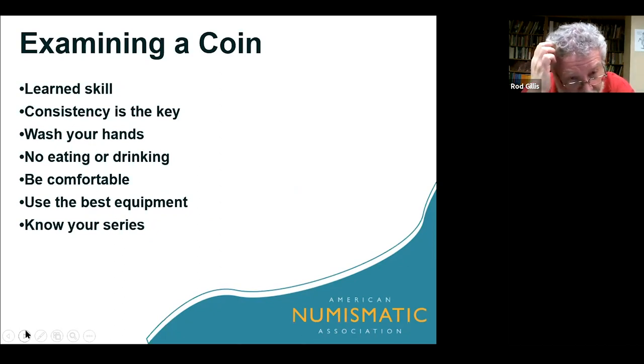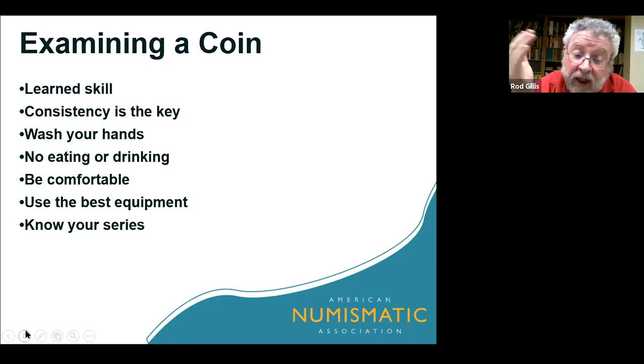Right? When you're examining a coin, there is a certain way that you want to go about doing that. And as I mentioned in here, consistency really is the key. You want to examine each of your coins the same way, and if you do that, you'll probably come up with a consistent grade, okay? You want to make sure that you wash your hands. No eating or drinking. We often say you want to talk about your coins, not over them. So make sure that you're not eating or drinking, and don't hold a coin close to your mouth. You want to make sure that you're sitting comfortably. You want to use the best possible equipment that you can have available.